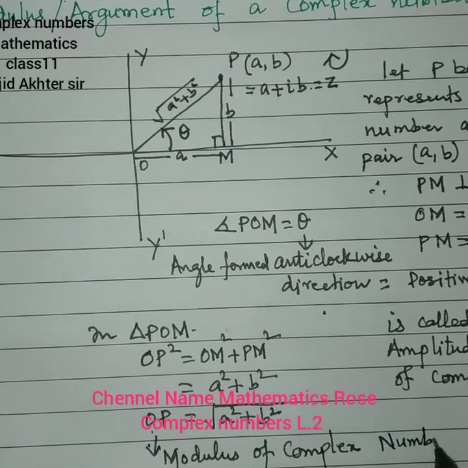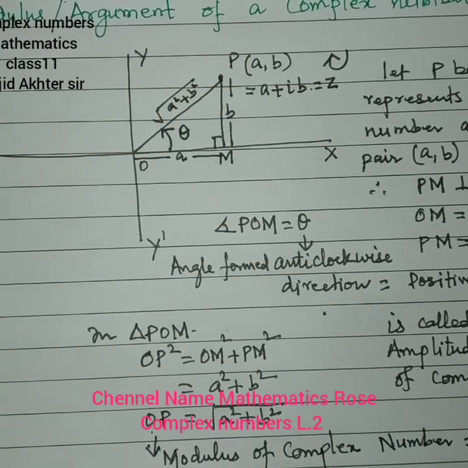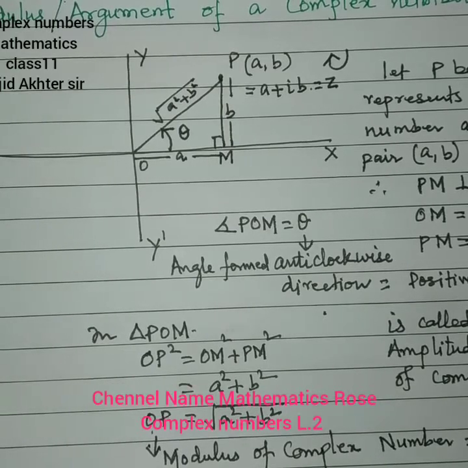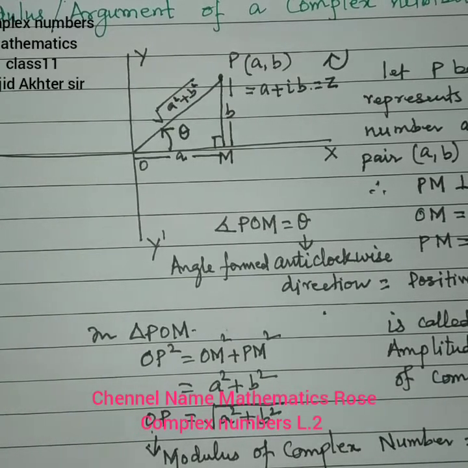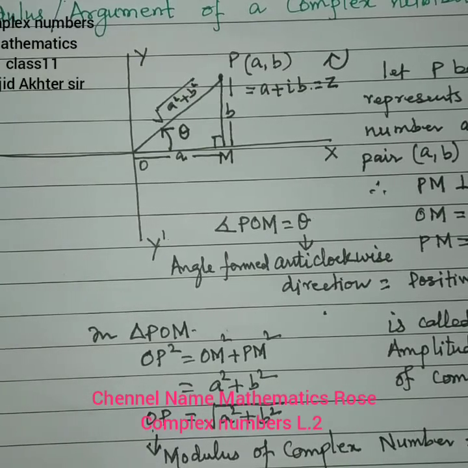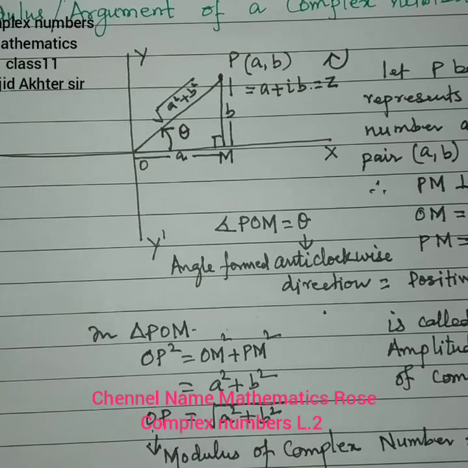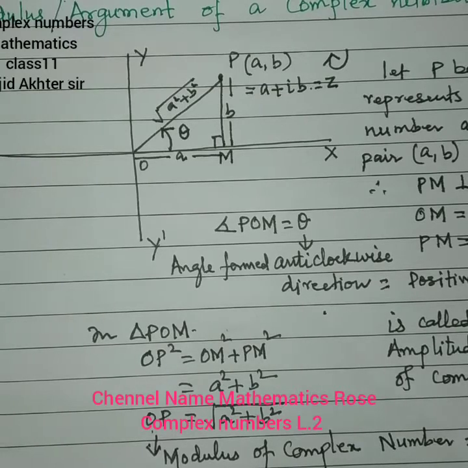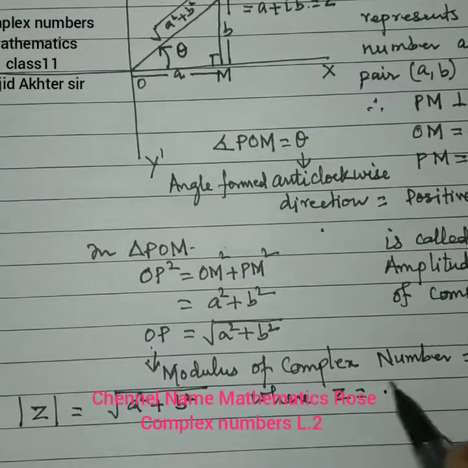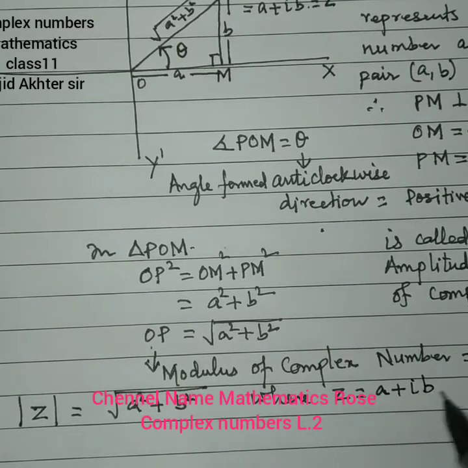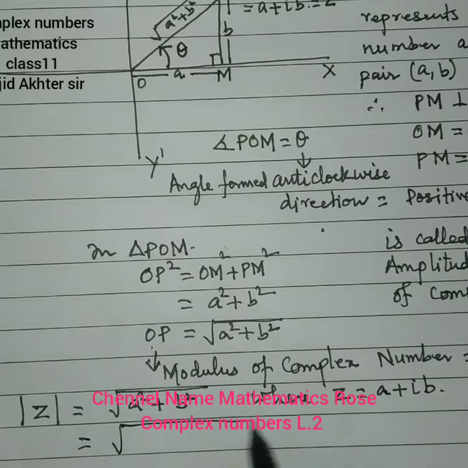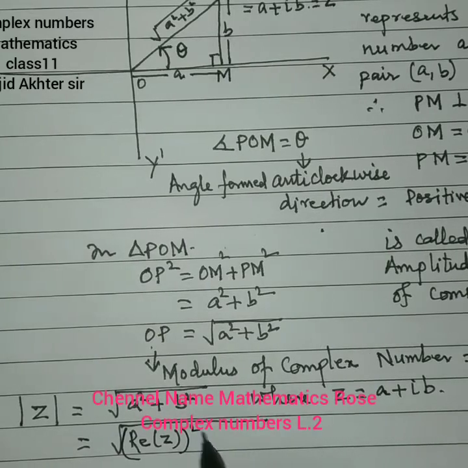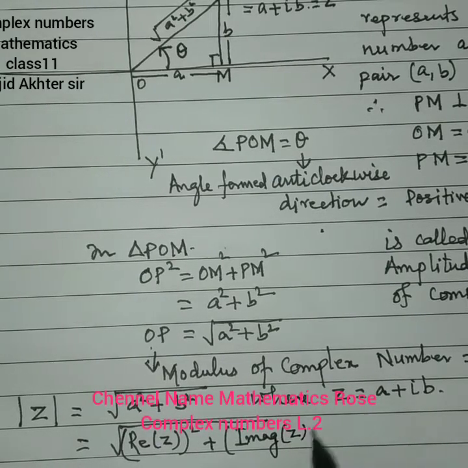Modulus of complex number को हम लोग represent करेंगे mod of Z, and it is equal to root under a square plus b square. यानी modulus of complex number Z is equal to root under a square plus b square, where z is equal to a plus ib, and we can also write it as real part of z का whole square, इसका square, and then imaginary part of z का whole square.